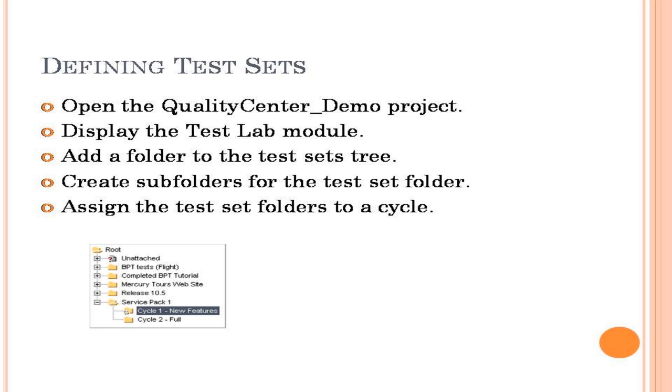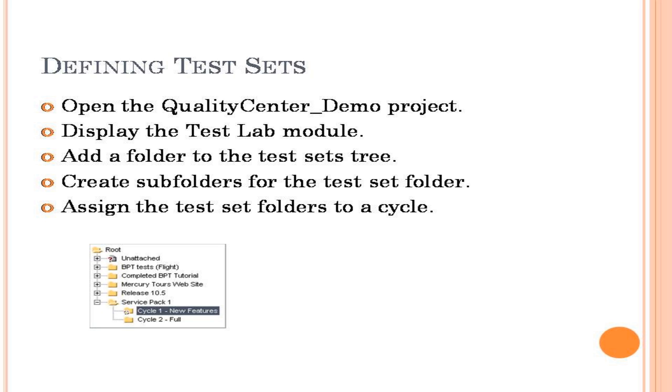1. Open the Quality Center demo project. If the Quality Center demo project is not already open, log into the project. 2. Display the Test Lab module. Click the Test Lab button on the sidebar. Choose View Test Sets Tree to display test sets in the Test Sets tree.